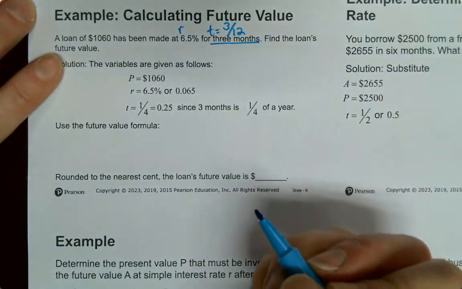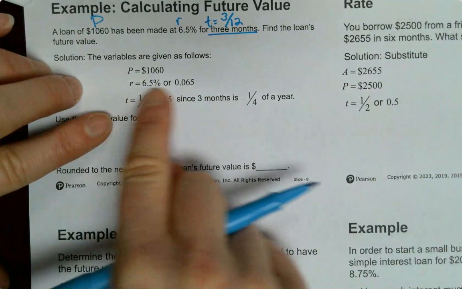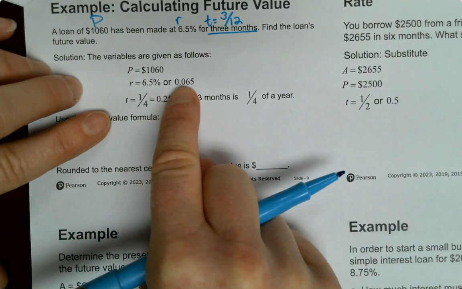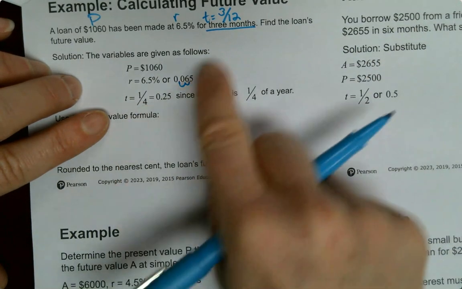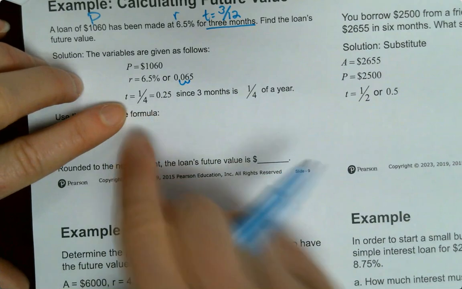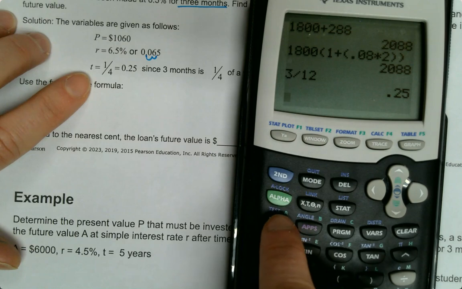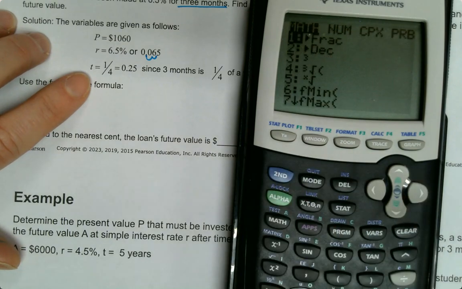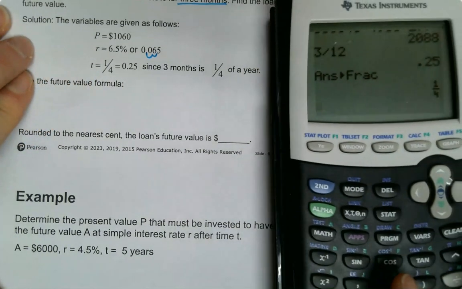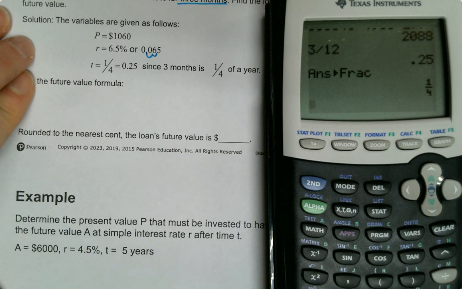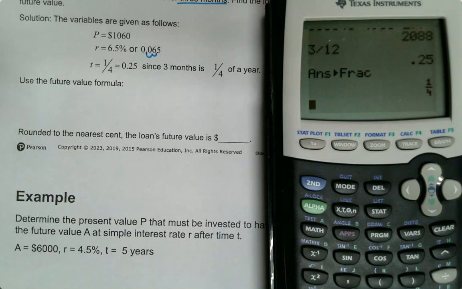Our rate is 6.5. Our principal is 1,060. So for our rate, we move the decimal over 2 places. It was here, and you go 1, 2, so 0.065. 3 months is 3 out of 12. So how'd they get to 1/4? Well, you reduce 3 out of 12, it's 0.25. Or if you're using a calculator like mine, you can hit math, frac, enter. That's 1/4. So you could use the decimal or the fraction. If it's repeating or anything like that, you definitely want to use the more precise, which would be your fraction.